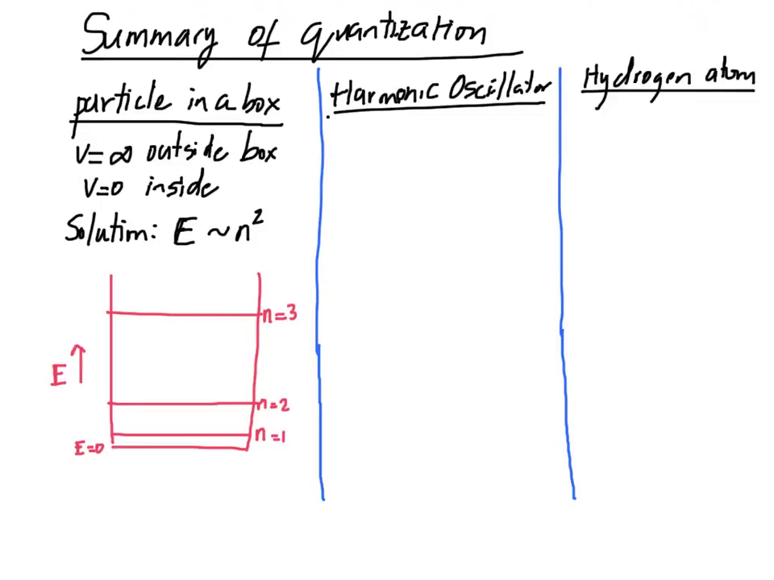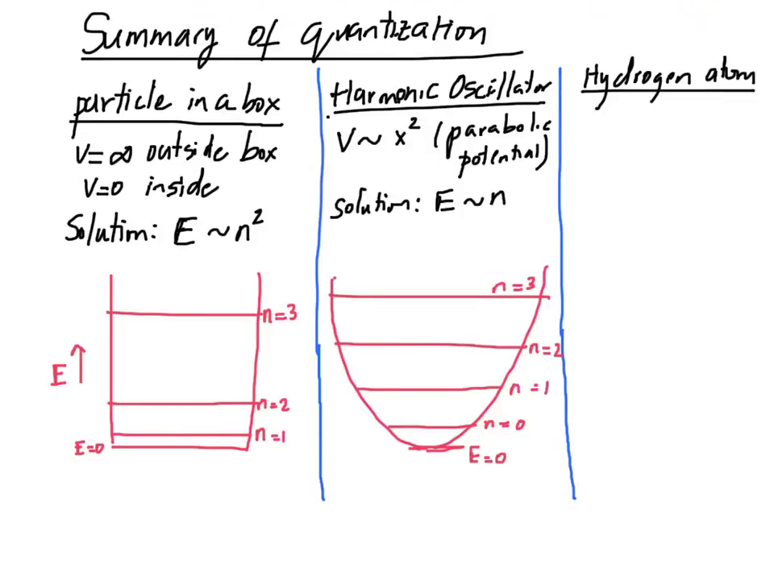For a harmonic oscillator, we have to substitute the potential to be 1/2 kx squared, if you recall. In other words, our potential is proportional to x squared, right? And it turns out that that's a parabolic potential, and when you have a parabolic potential of that type, the solution for the energy is that it's proportional to an integer n. So here is what you have for our harmonic oscillator. V is proportional to x squared. The solutions are proportional to n.